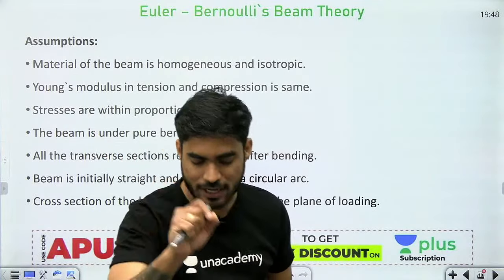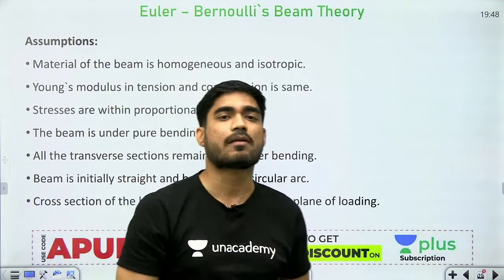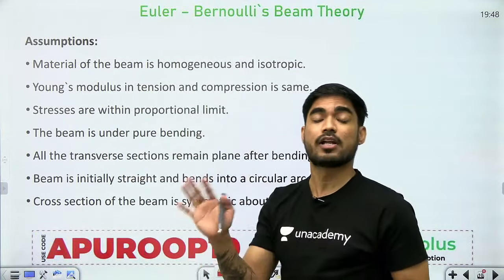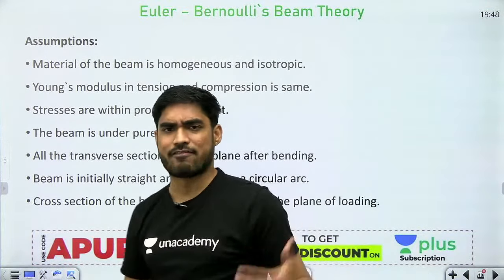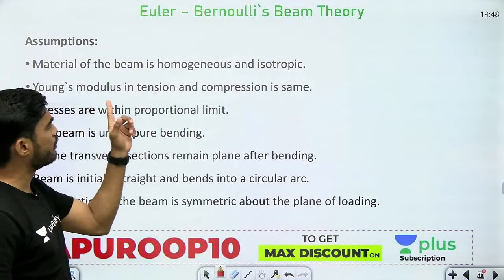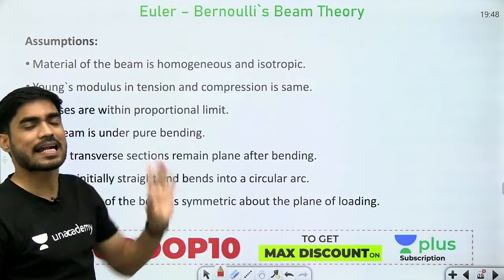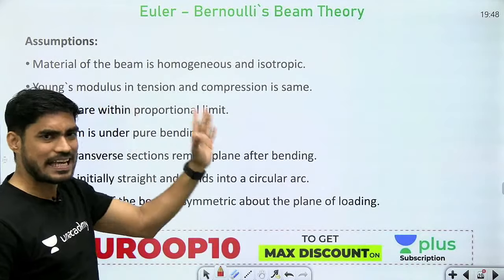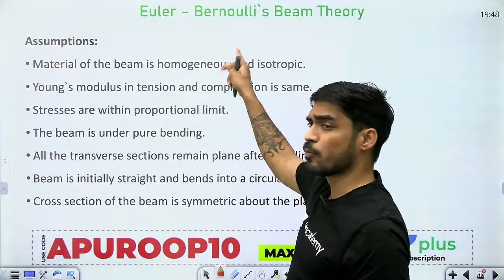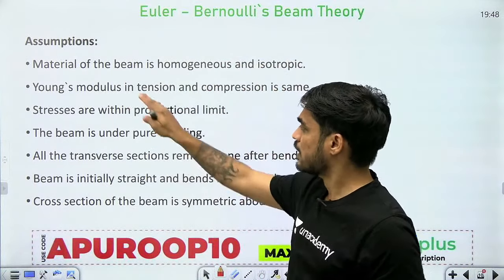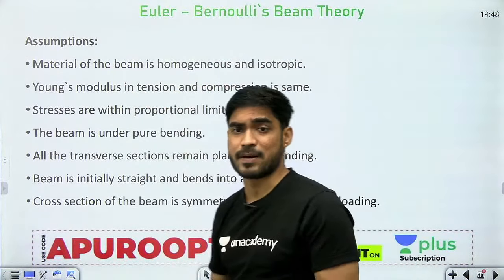So let's understand one by one what are the assumptions behind Euler-Bernoulli beam theory. The first assumption, which is common in every chapter, is that the material of the beam is homogeneous and isotropic. The material of the beam is both homogeneous and isotropic. We have understood homogeneous and isotropic already. Young's modulus in tension and compression is the same.